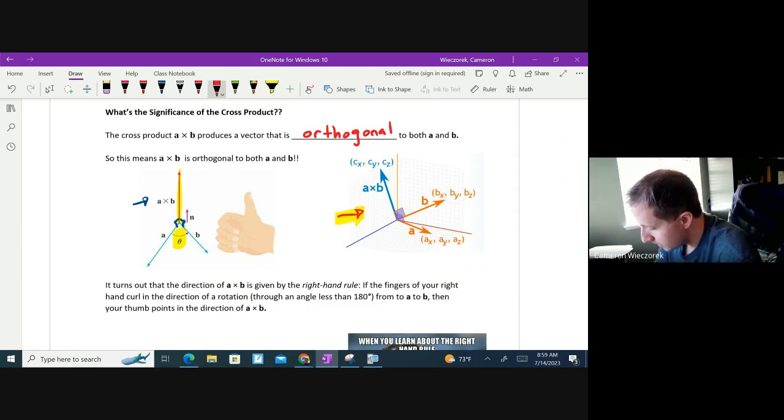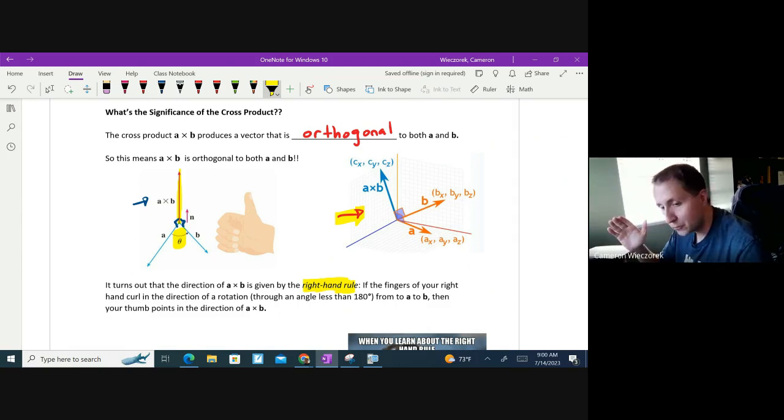How do you figure out the direction of the cross product? Those of you who have taken physics have probably heard of the right-hand rule. We have something similar here in calc. The direction of the cross product is given by the right-hand rule. Take the fingers of your right hand, it has to be your right hand, otherwise everything's going to be backwards, and put them in the direction of the first vector.